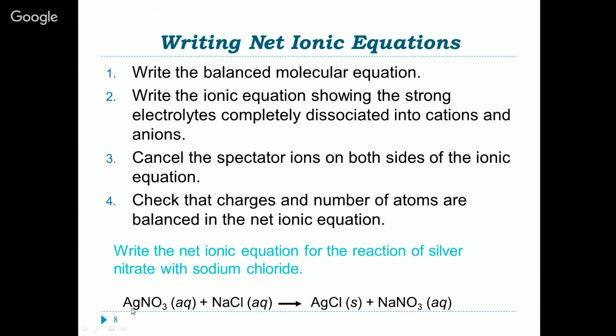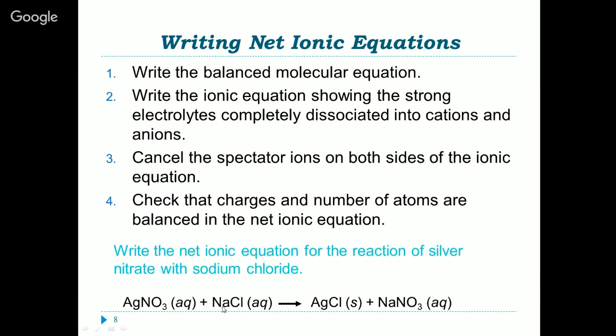I get a silver plus an NO3 minus, plus an Na plus a Cl minus. This stays together. I have an Na plus and an NO3 minus. So if I write that out, I'm going to see that I have an NO3 minus on this side and NO3 minus on this side that are aqueous. They are ions, so I can cancel them out.